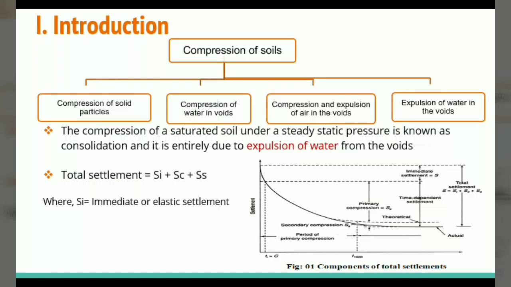So the reduction in the volume that occurs just after the application of the load is known as the initial consolidation, or directly we can say initial compression. And whatever settlement or volume change occurs in the soil due to initial consolidation is called immediate or elastic settlement.